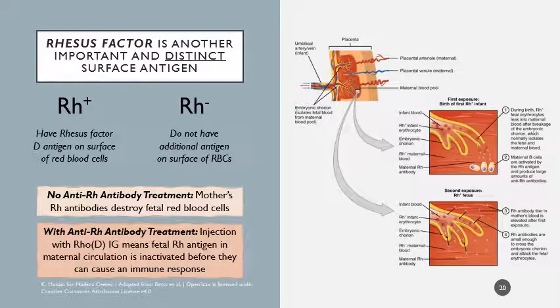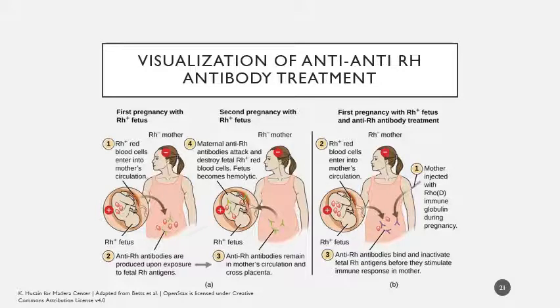But if you go through this process of anti-Rh antibody treatment, you're injected with a particular protein, this immunoglobulin. That means that you basically have the response already and destroy that fetal antigen in circulation before there can be any immune response. So you don't have the sustained attack that you're having to worry about against the fetus. You get rid of that antigen and inactivate it before there can be any immune response on the part of the carrying parent.